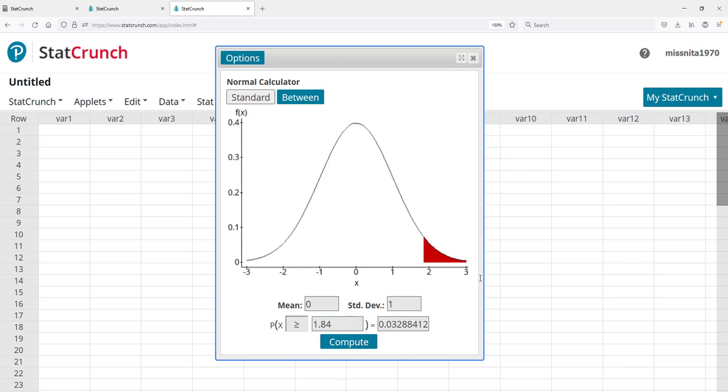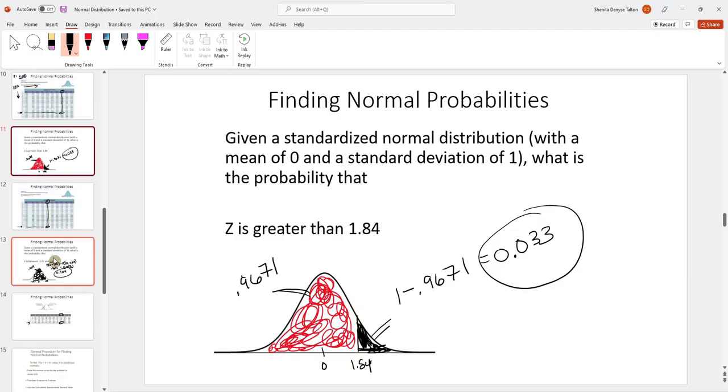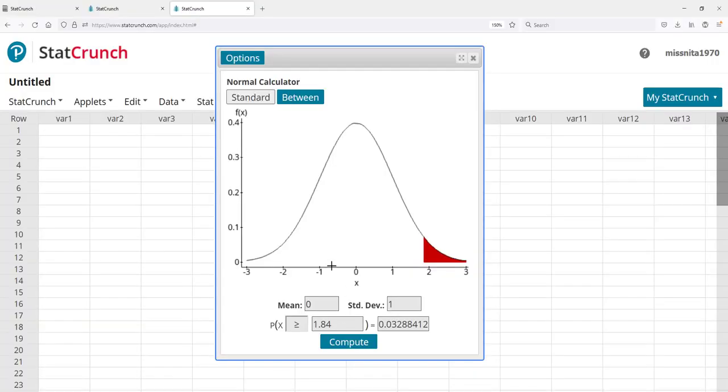Hit compute, and that's similar to the picture that we drew earlier, and we get 0.0328, and you can just round to 0.033, right? And then you also have a between button. So we got negative 1.57 and 1.84.